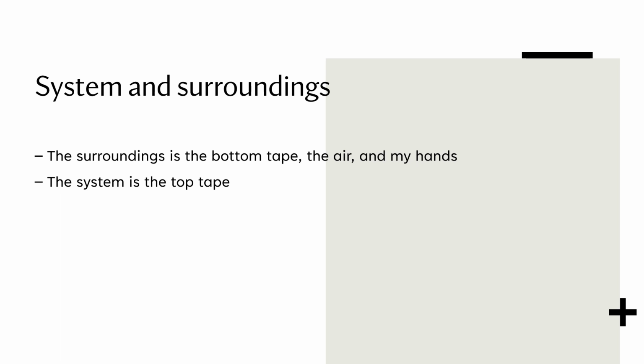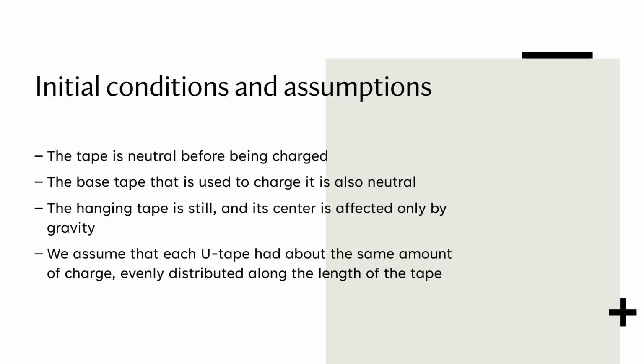The surroundings is basically everything that is not the top tape. So that's the bottom tape, the air, my hands, also the earth, I suppose, and the system is the top tape. We're assuming some things about the initial conditions: that the tape is neutral before we charge it, and the base tape we use to charge it is also neutral. The hanging tape is only affected by gravity and our charged tape that we hold under it. And we assume that each tape has about the same amount of charge evenly distributed along the length of the tape.